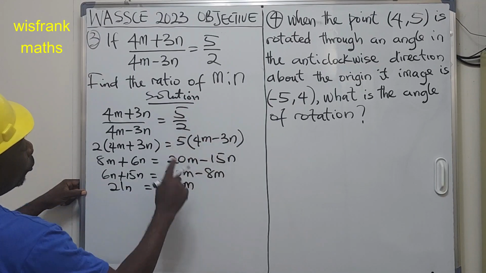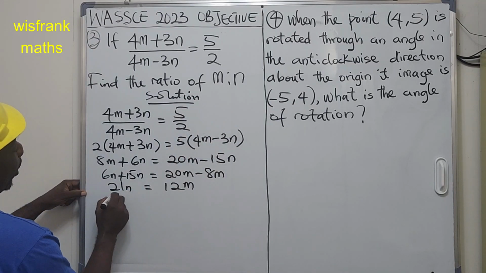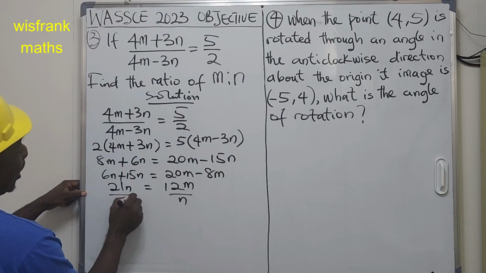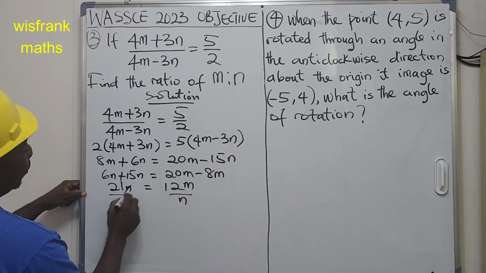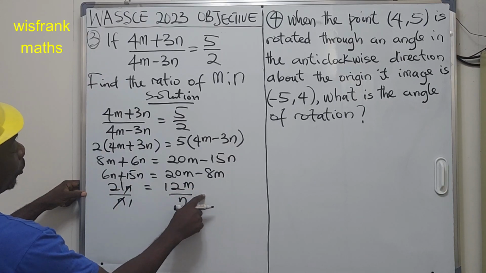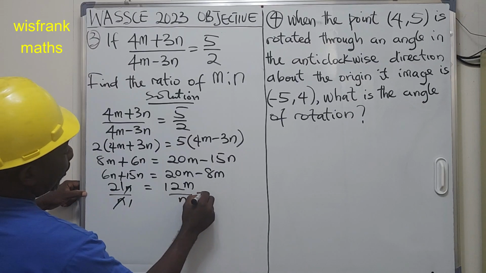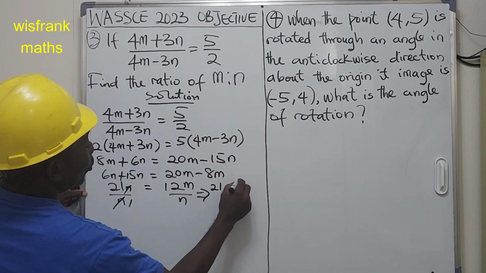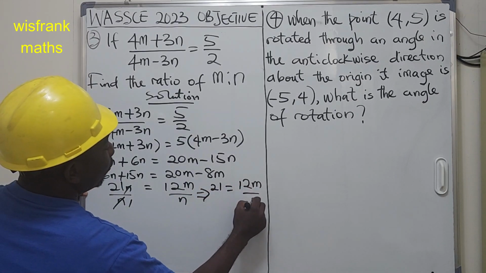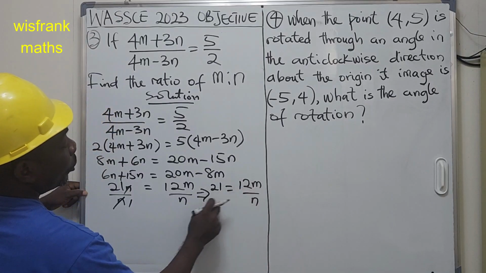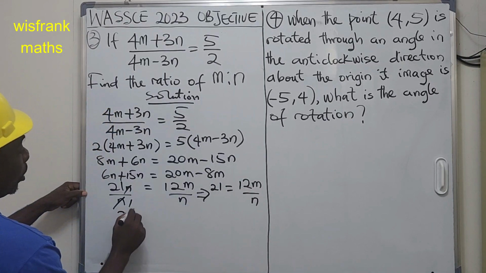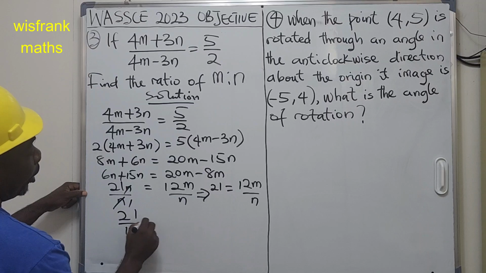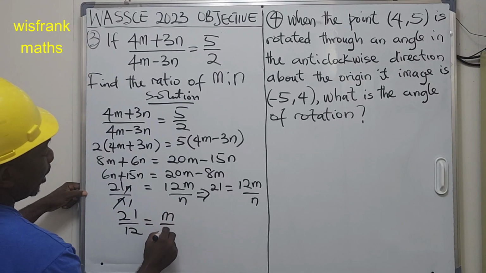We can divide all through by n. So n cancels here and n cancels here. So we can also divide all through by 12. So we have 21 equals 12m all over n. So we divide through by 12. We have 21 all over 12 equals m all over n.